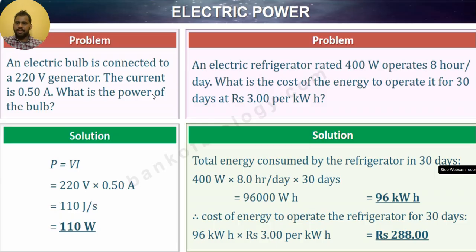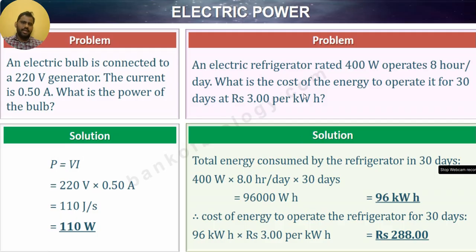An electric bulb is connected to a 220 volt generator. Current is 0.5 ampere. What is the power? P is equal to V into I. V is in volt, I is in ampere. 220 into 0.50 amps, 110 joules per second, or 110 watt is our answer.